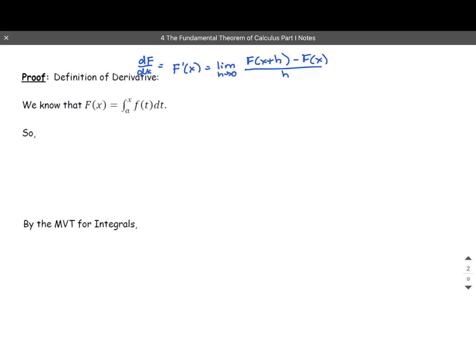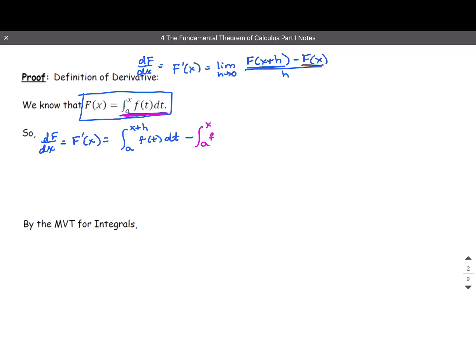We also know that this is our given, F of x is the integral from a to x of f of t dt, okay? So that means that our dF dx, or our F prime of x, is going to equal, now I'm going to take this F of x plus h and substitute it into here. That would be the integral from a to x plus h of f of t dt minus, now F of x is just this, the integral from a to x of f of t dt, and we're back to all over h, okay?